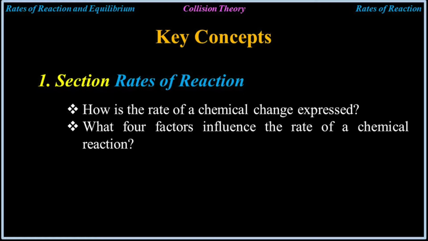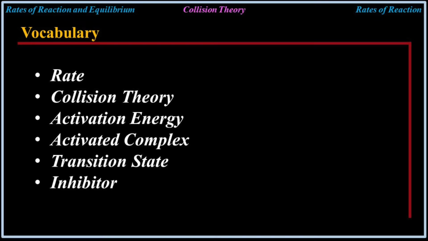Key concepts. How is the rate of a chemical reaction expressed, and what 4 factors influence the rate of a chemical reaction? Here is some vocabulary: rate, collision theory, activation energy, activated complex, transition state, and inhibitor.